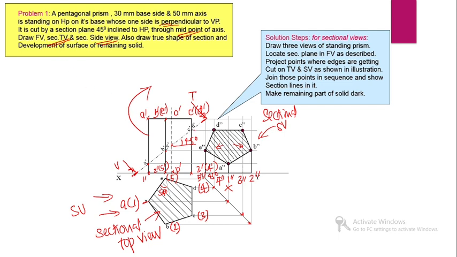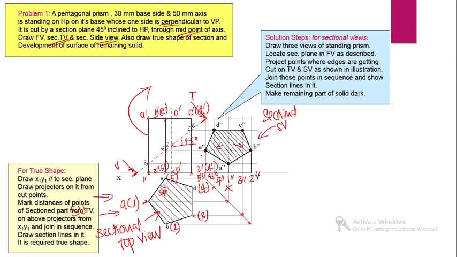Then we can draw the true shape of the section by drawing visual rays which are perpendicular to the section plane. We can draw an X1Y1 line which is parallel to the section plane, and we can locate all the points A, B, C, D, E. The distance of point small letter a from the XY line must be equal to the distance of capital A from X1Y1.